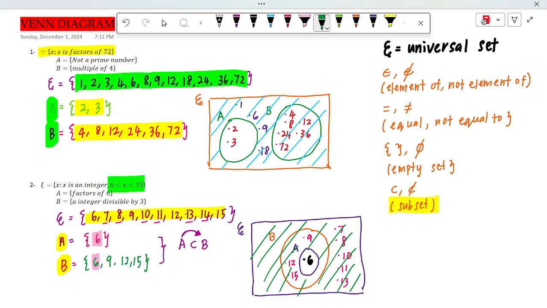Okay, that's all for Venn diagram. It's very, very easy. You all can try practicing other questions.